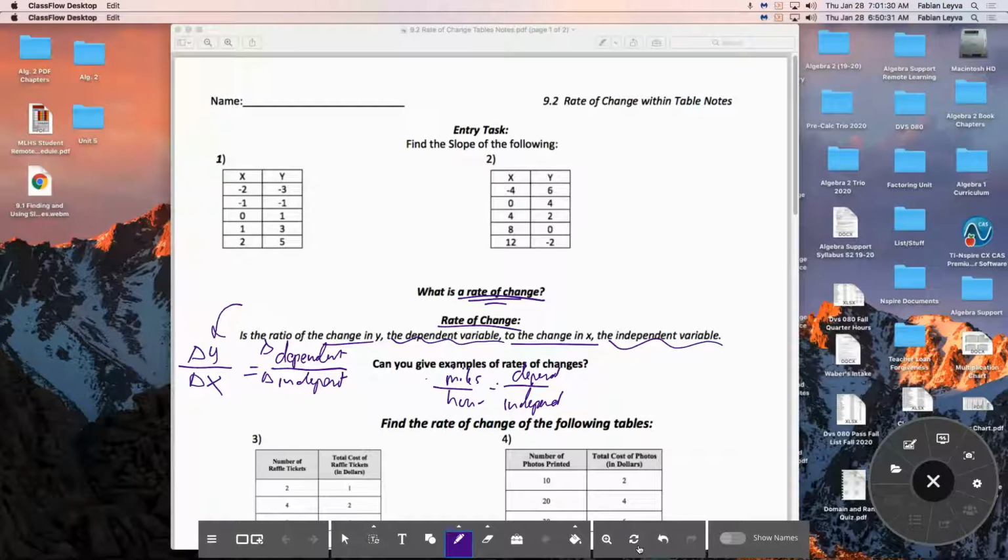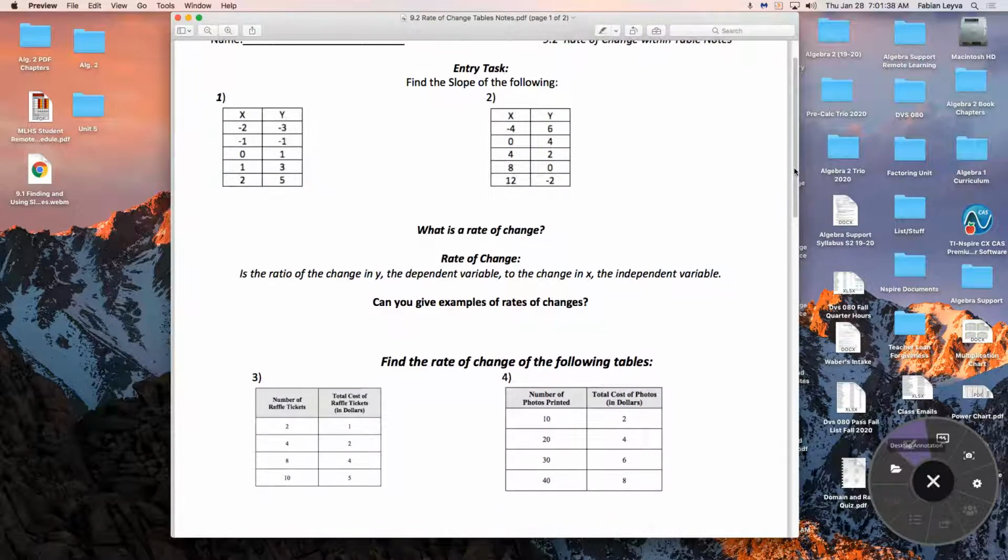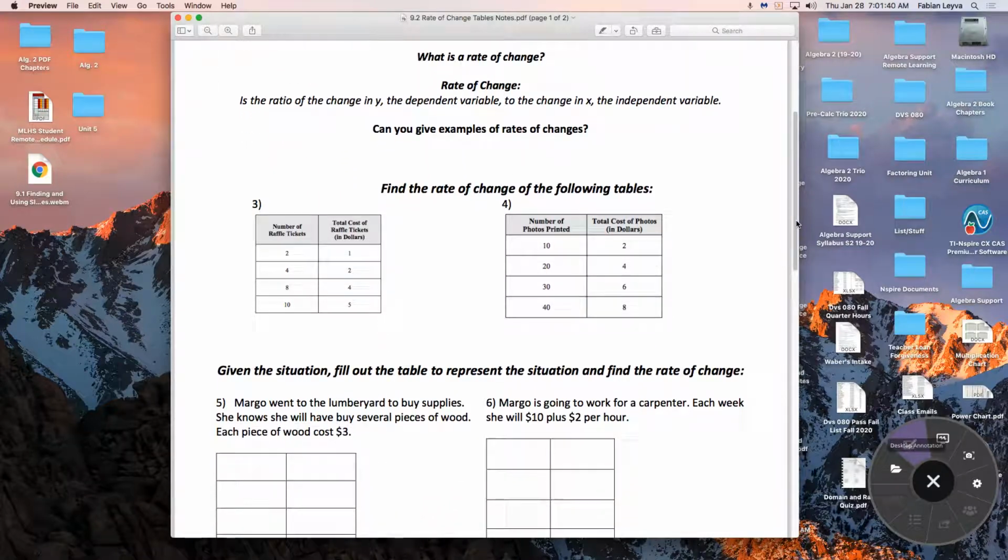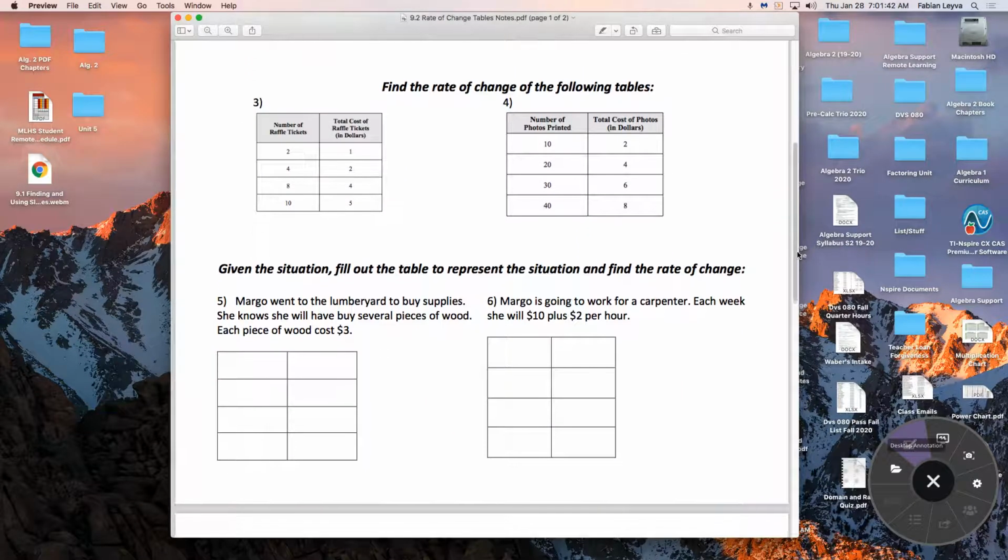So what are some other, more famous ones? I can't think of any, but if you write them down, I'll give you an extra point or something. Of course, it can't be miles per hour. Usually it's dollars per hour, how much someone earns. I think that's a very popular one.